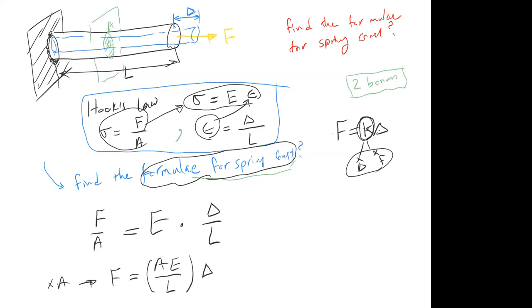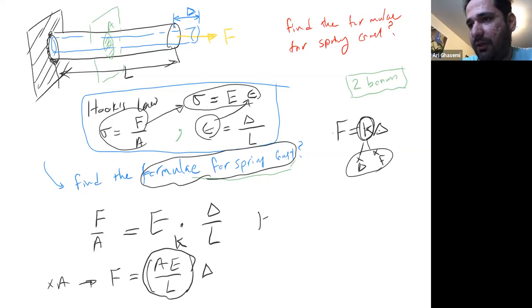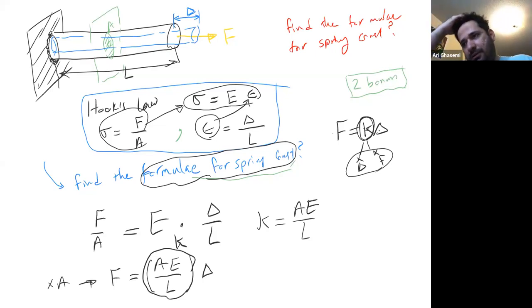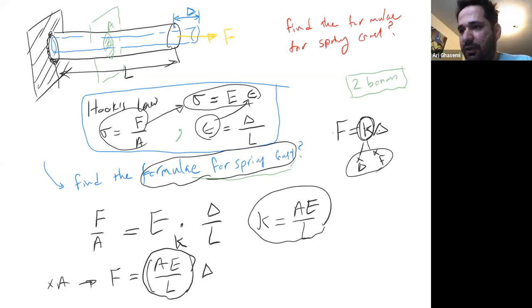AE over L. Exactly, AE over L, that's your K. So a spring constant is AE over L. You see that? It's independent of delta and F. It depends on the cross section, it depends on the Young's modulus of elasticity, and it depends on the undeformed length of the specimen.